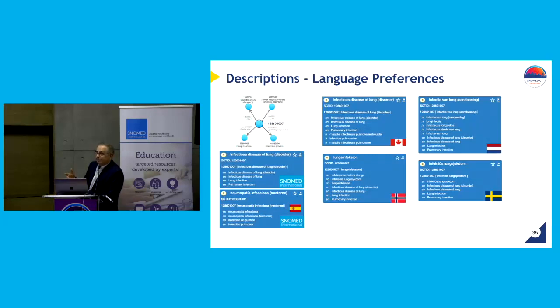So we talked about language as well. Language preferences are really good, and we use reference sets for those. And you might think, well, why do you do that? Well, one, you might want, here's that concept again, but in different languages. So we've got Canadian French, we've got Norway, we've got Netherlands, but all those countries with extensions do their own language reference sets. And they can set what is the preferred term.